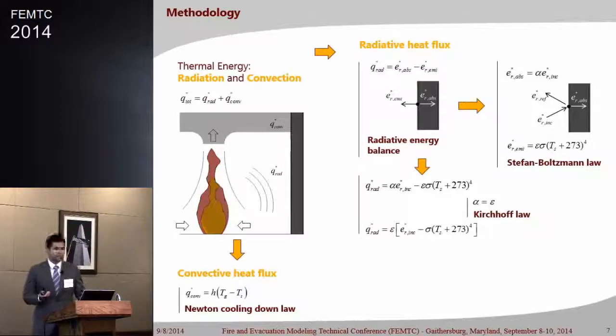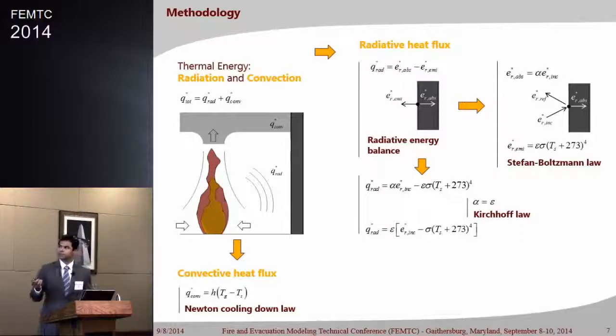So heat can be transferred from flames and hot gases to surfaces of structures by radiation and convection. So this total heat flux can be obtained by the sum of these two parcels. The convective heat flux can be obtained by Newton's law of cooling, which is a scalar heat transfer coefficient multiplied by the difference between the temperature around the surface and the surface temperature.